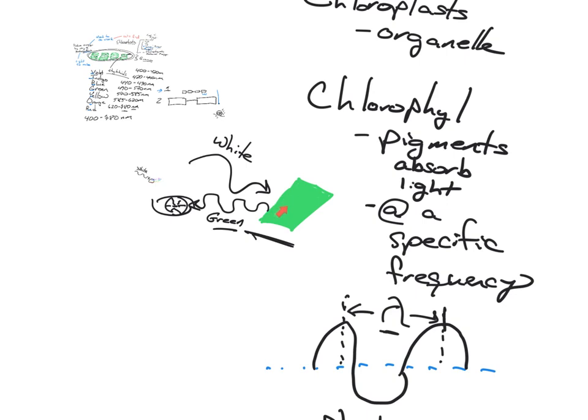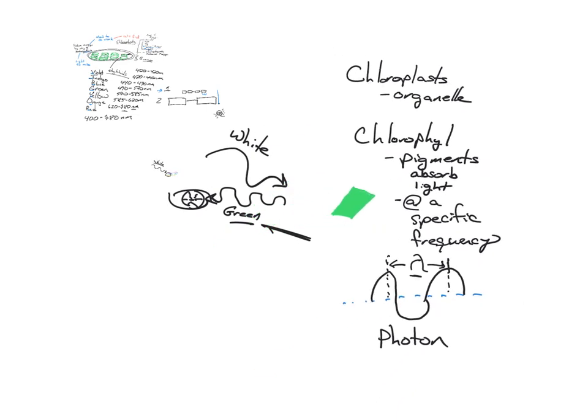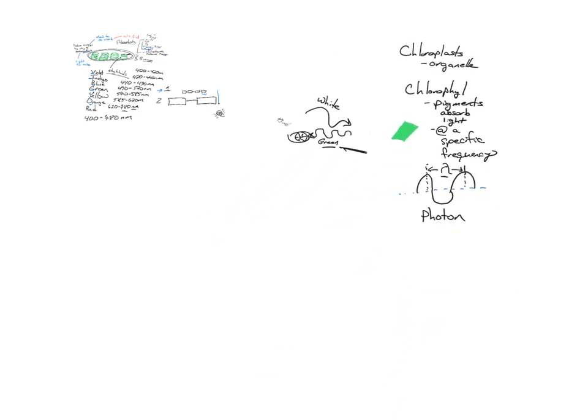In any case, this green pigment bouncing back, the light bouncing back to your eye, is what you call green. That's the only color that plants can't use. So how can I make that statement? How do I know plants can't use green? Because they didn't absorb it. They can only use the light energy they absorb.